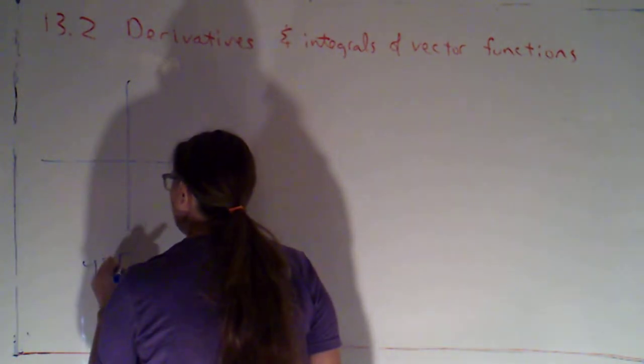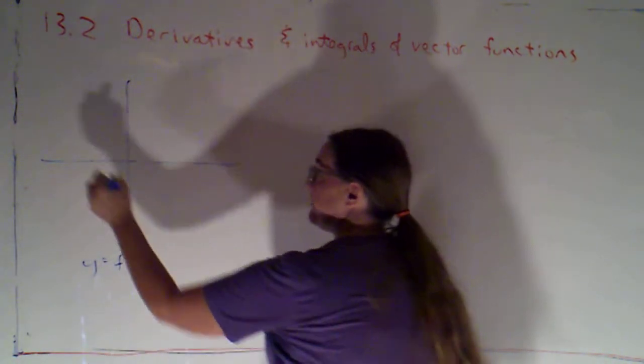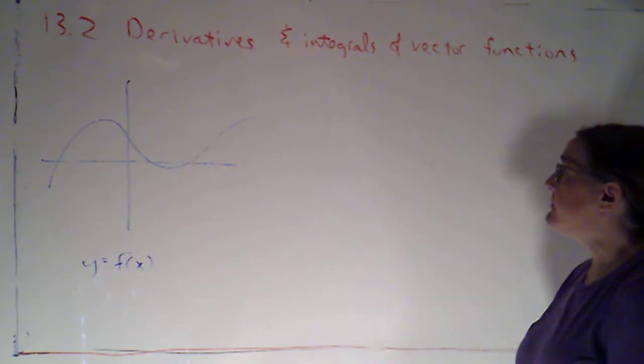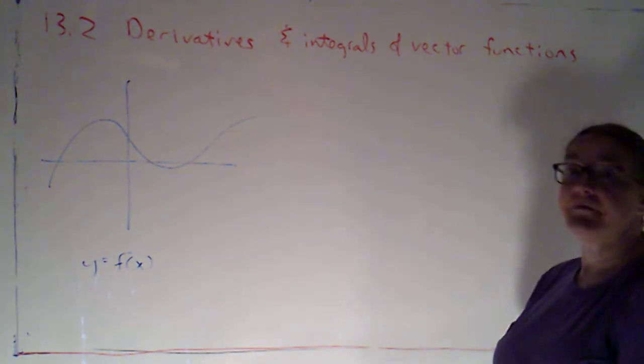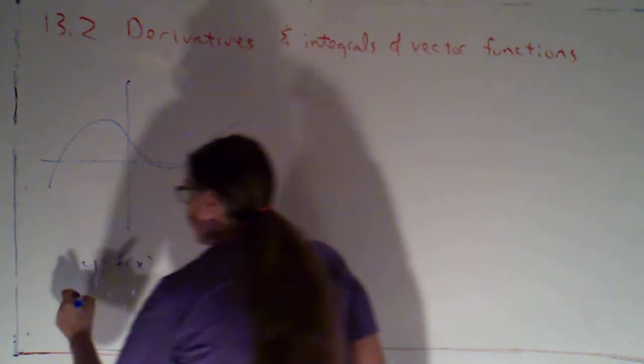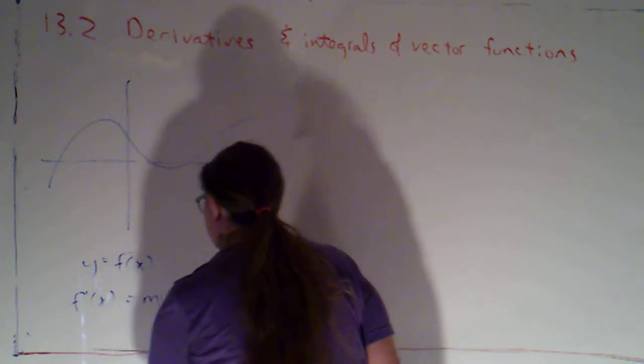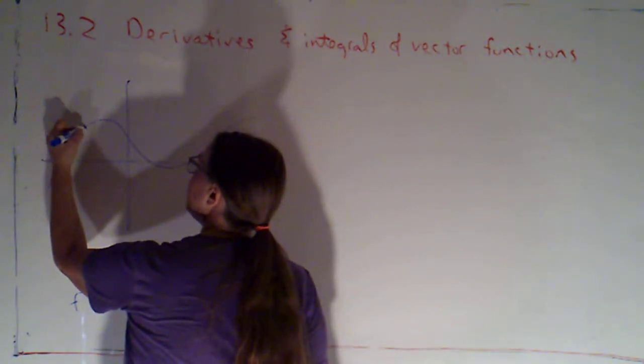Before we look at derivatives of vector functions, let's just review what the derivative means for a real valued function. If I had y equals f of x, well, the derivative is just the slope of the tangent line. So if I were to look at f prime of x, that's the slope of my tangent line. And here's how we calculate it.